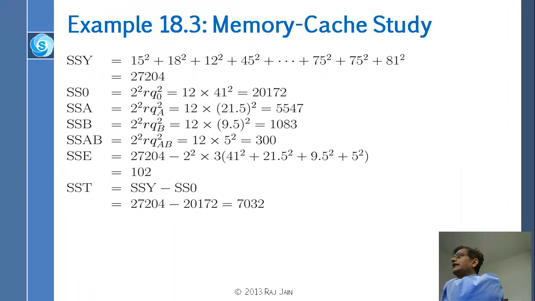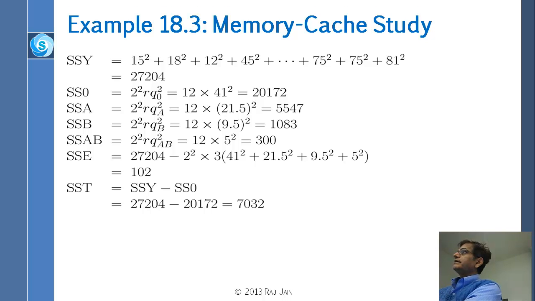Now, so let's see, SSY is 27,000, SS0, basically it was y bar squared kind of thing, is 20,000. So the total variation is the difference of these two. SST is SSY minus SS0, which is 7,000. So the total variation in Y is 7,032. Now that can be divided into 5 pieces, or 4 pieces actually.